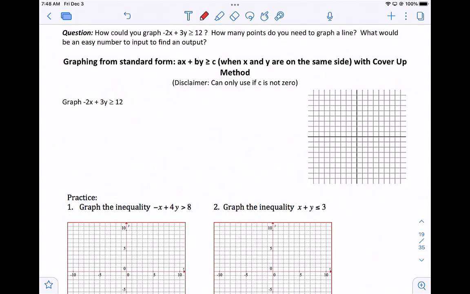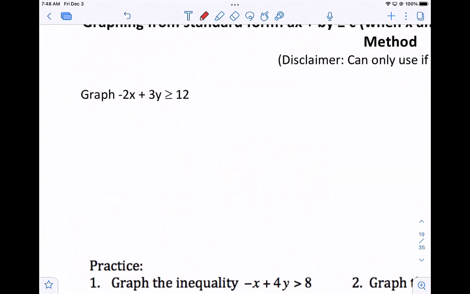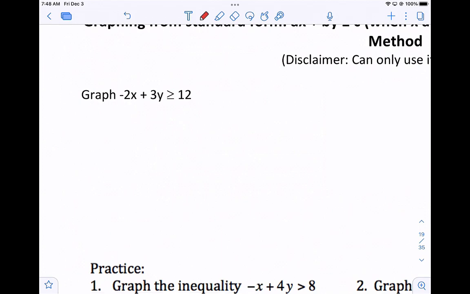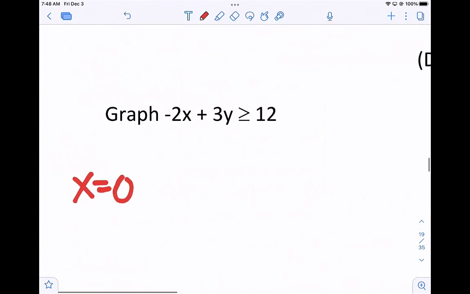Okay, so let's look at the first one. Let's graph -2x plus 3y is greater than or equal to 12. Again, we could get y by itself and graph it with slope and y-intercept, or we could just find 2 points to graph. So the first one that we're going to graph is, let's say the input x equals 0. Let's solve for y. So if x equals 0, imagine covering it up. And the reason why you can just cover it up is because -2 times 0 is just 0. So we cover this up, so that's why it's called the cover-up method.